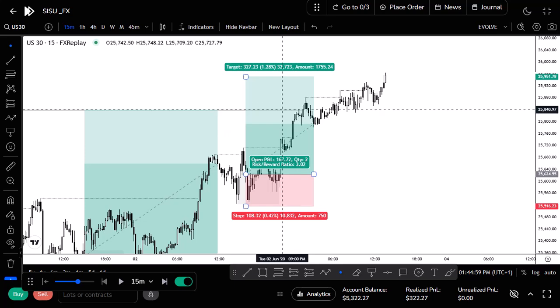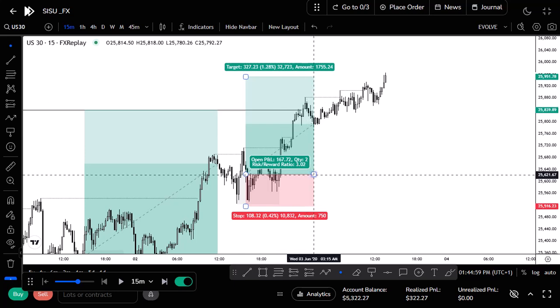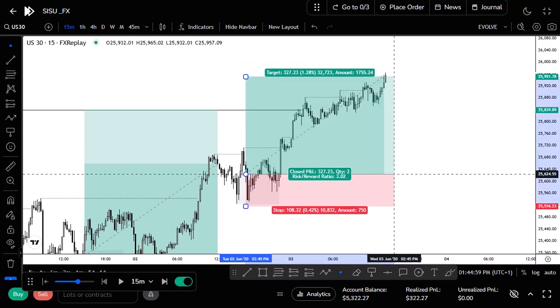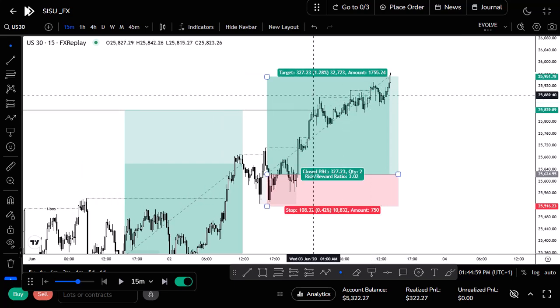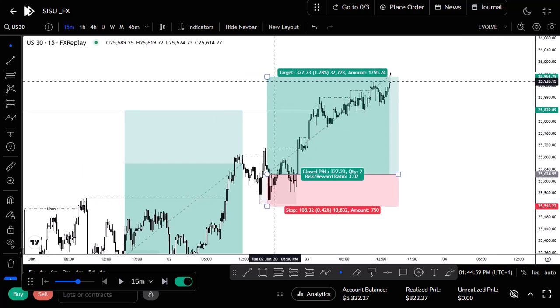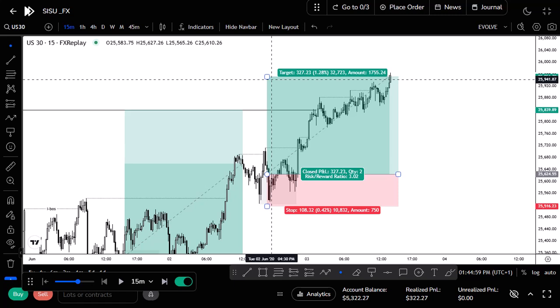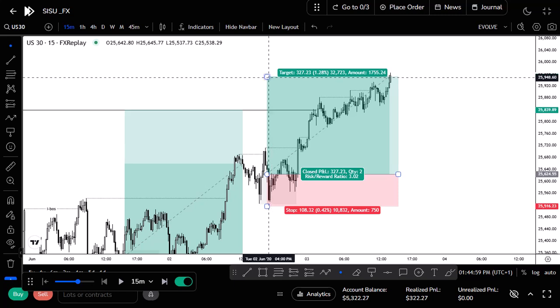But a subjective target is targeting where you believe price should go based on what you know, right? Based on your knowledge. You can see this is not an objective target, but it is a subjective target. This is where I suggested that price should go, right?